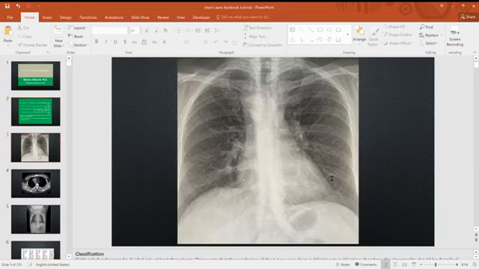Let us start with the first case. Here you can take 10 to 20 seconds and see what you are seeing in this chest X-ray. This patient is a symptomatic patient. What do you think? You can answer in the comments, please. What do you think?